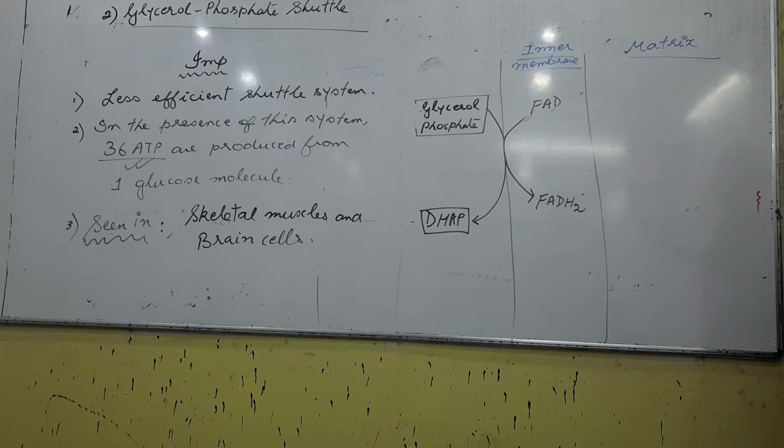So from one glucose, either 36 or 38 ATP are synthesized.